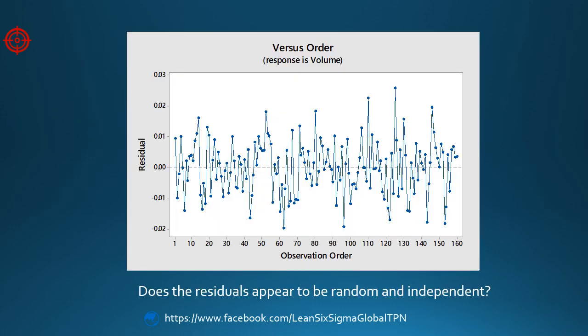Let's consider the first assumption, randomness, and take a look at the plot of the residuals versus the order in which the data were collected for the ABC study. So do the residuals appear to be random and independent? You can see here the residual appears to be randomly distributed and no unusual patterns exist.